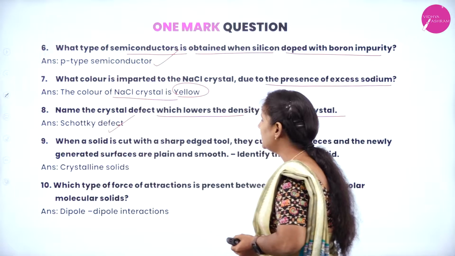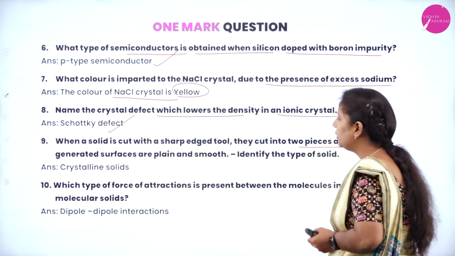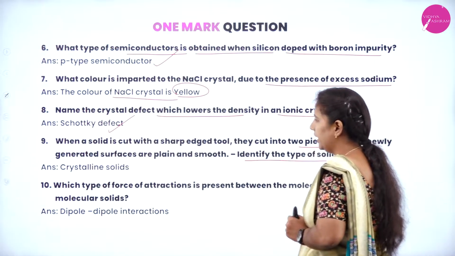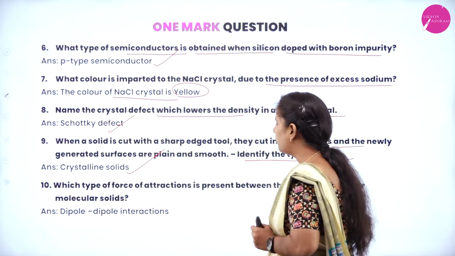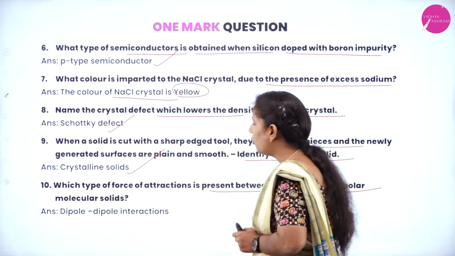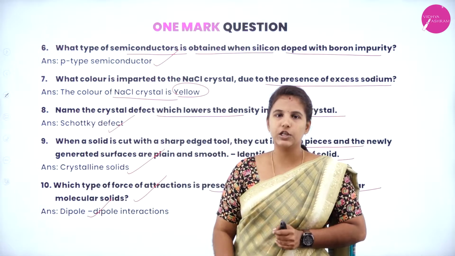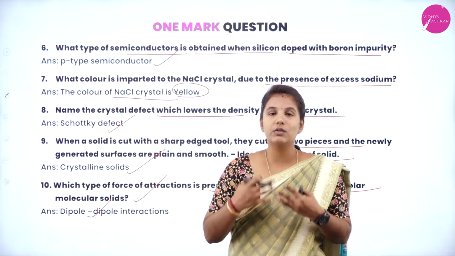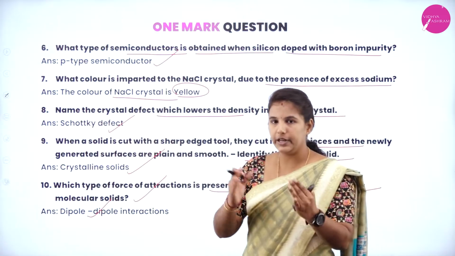Okay. When a solid is cut with a sharp edge tool, it cuts into two pieces and the newly generated surfaces are plain and smooth. Identify the type of solid. It is nothing but a crystalline solid. Which type of force of attraction is present between the molecules in a polar molecular solid? It is the dipole-dipole interaction. These are the types of questions, and also the most repeated questions, frequently asked in your first unit, the solid state, especially in Part A.